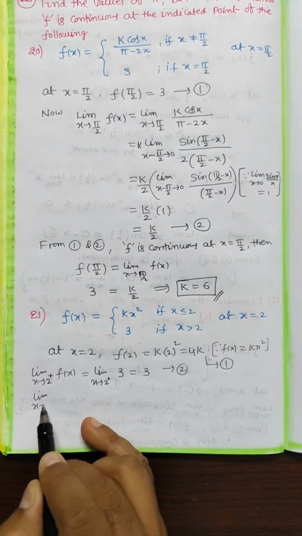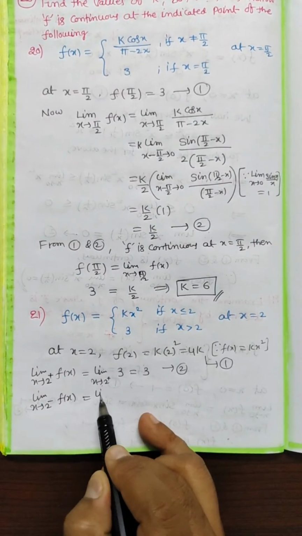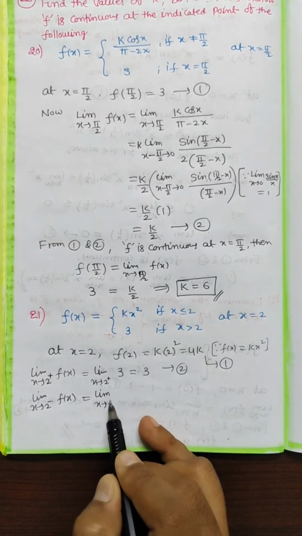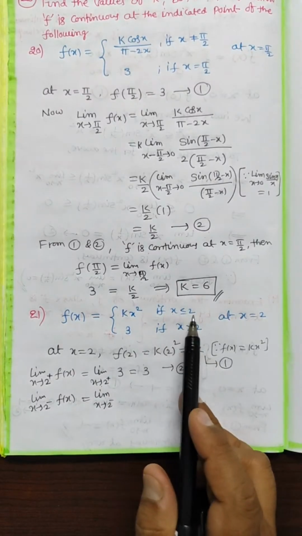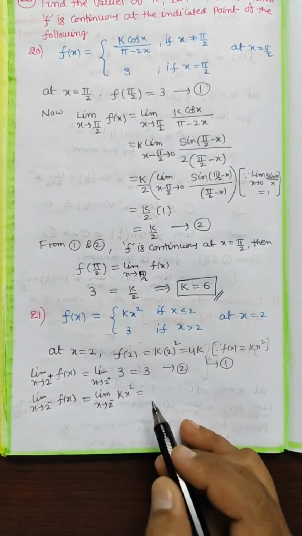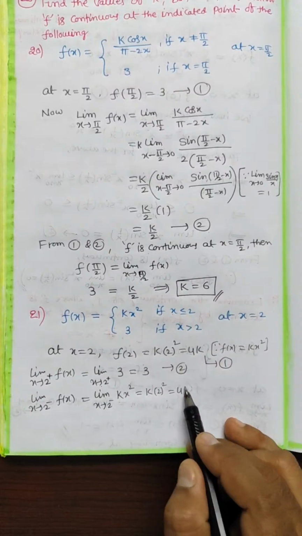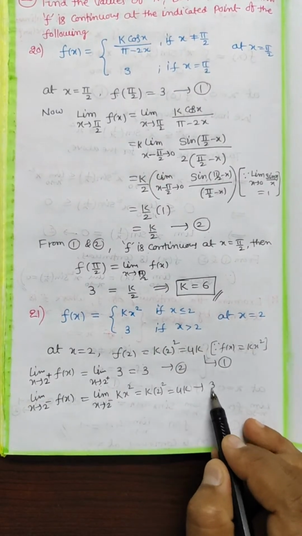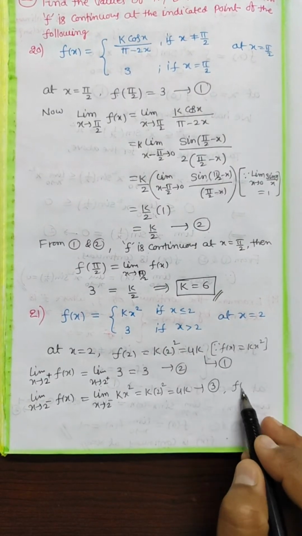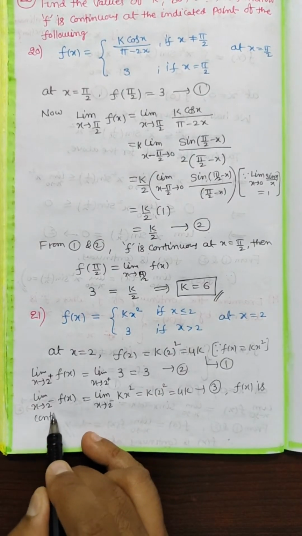Next, left hand limit. Limit x tends to 2 minus f of x is equal to limit x tends to 2 minus, x is less than 2. This function you have to consider kx square. So k into x value is 2 square, which is equal to 4k. Equation number 3.